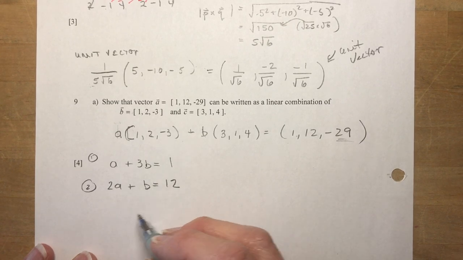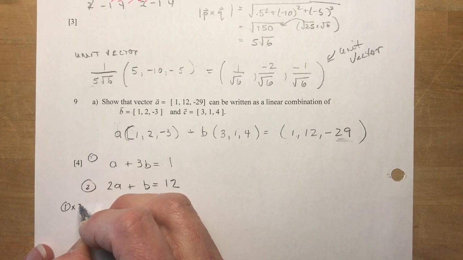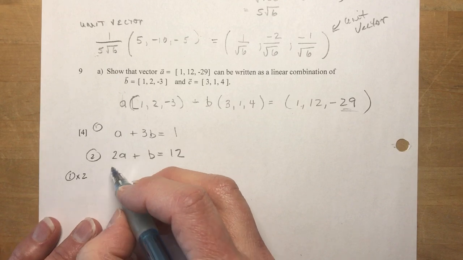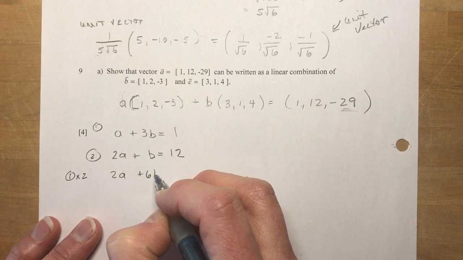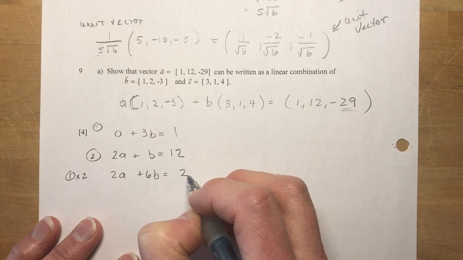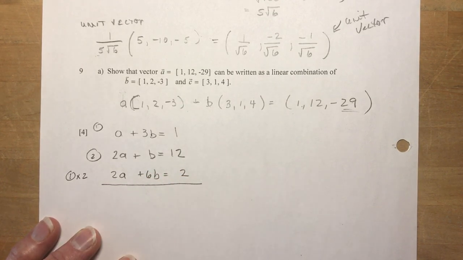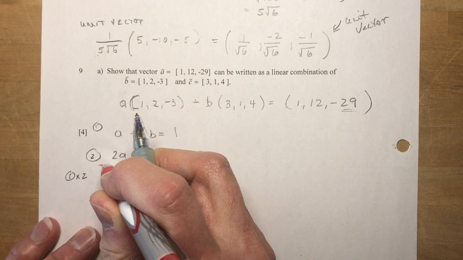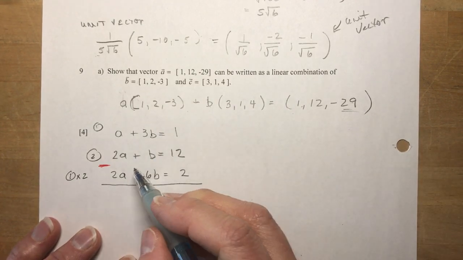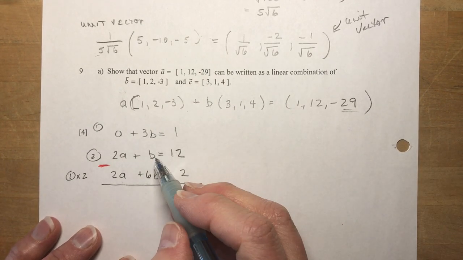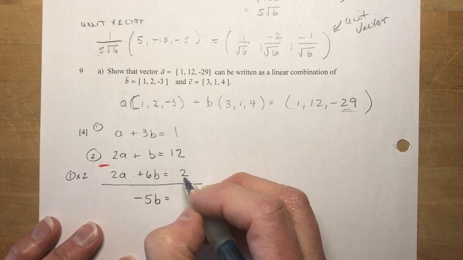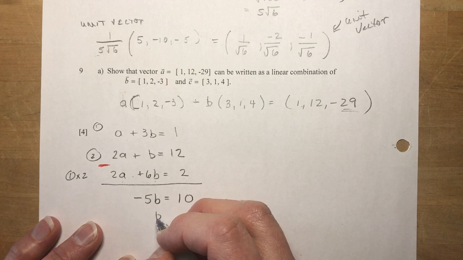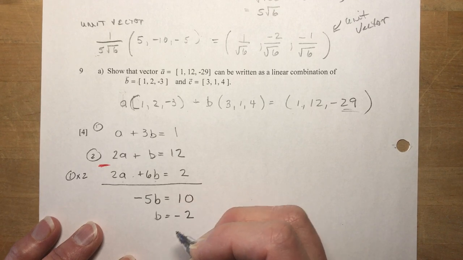Okay, so equation 1, I'm going to multiply times 2. So I have 2A here, and 3 times 2 is 6B, and 1 times 2 is 2. Now I'm going to subtract. So 2A minus 2A, no A's. B minus 6B is minus 5B. And 12 minus 2 is 10, so B equals negative 2.